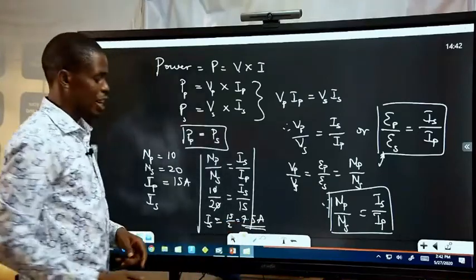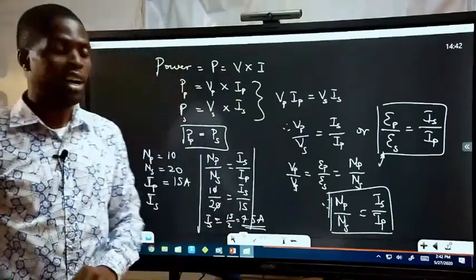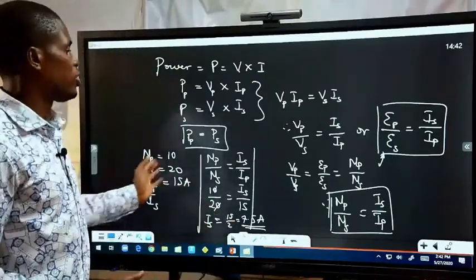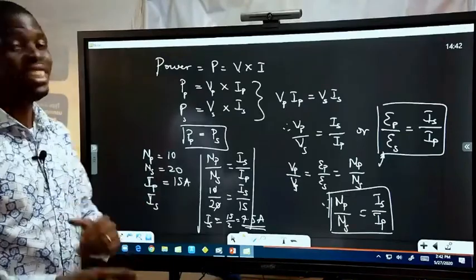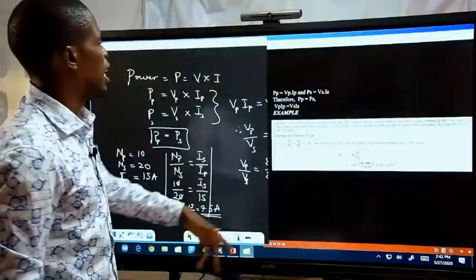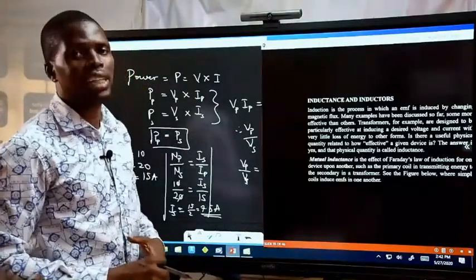That means at the secondary, the current that is flowing is 7.5, but at the primary, the current is 15 amps. That means based on the transformation ratio, the current is halved. Okay? So we can consider this and look at other similar examples and solve them.